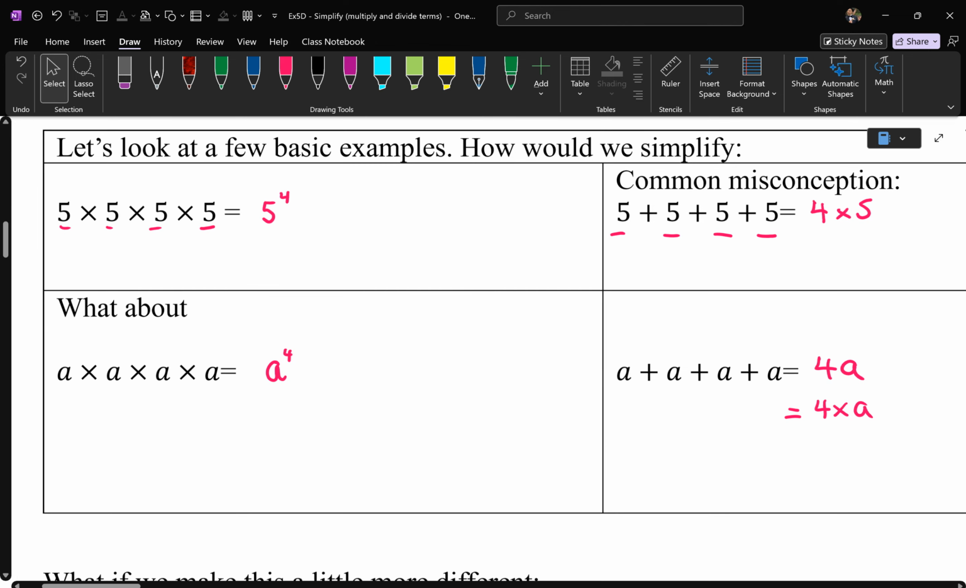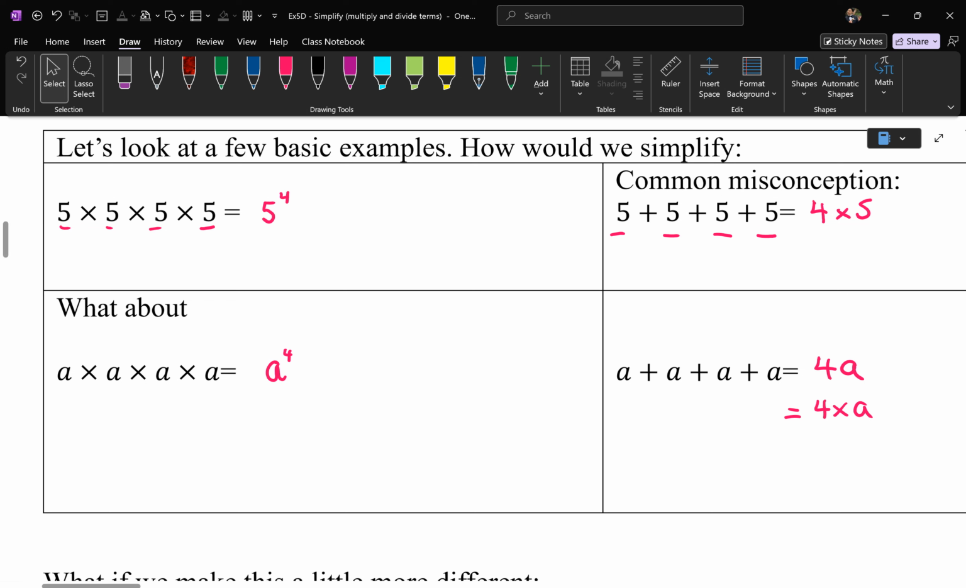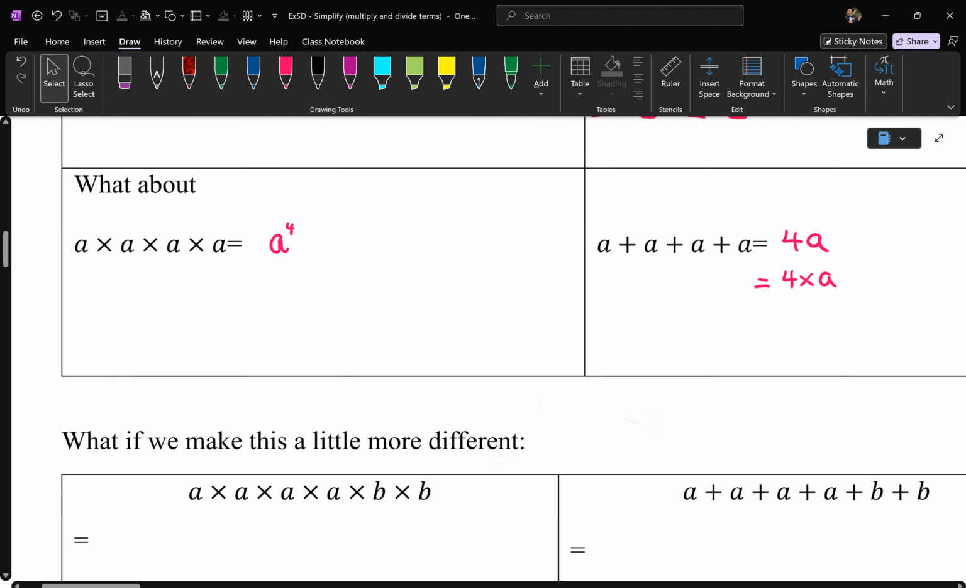Misconception or mistake starts to happen when I start adding numbers in. Right now it's just letters. But once I mix letters and numbers, that's where you have to remember timesing is index, adding is multiplication. So let's go back. Let's have a look at this one now.